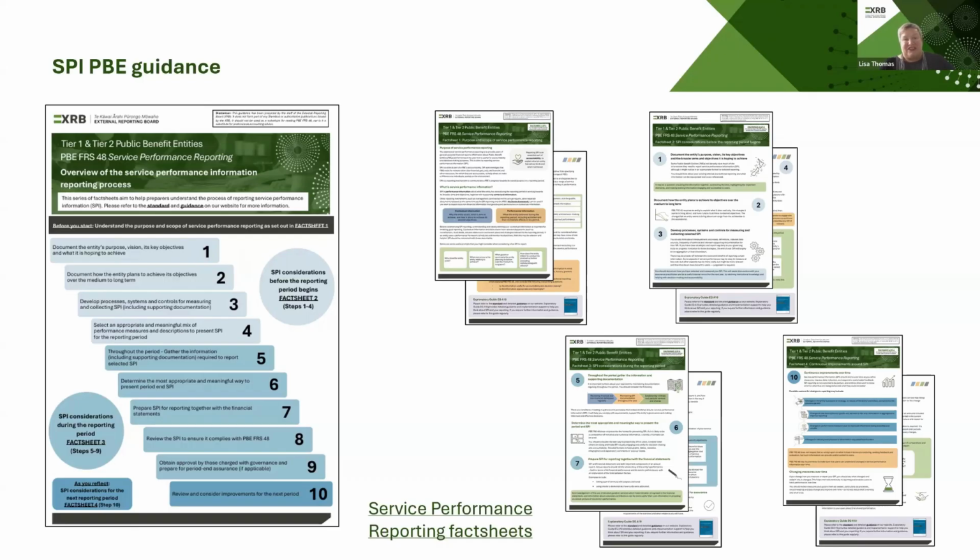So it's a series of fact sheets that are aimed to help preparers understand the process of reporting service performance information. The resources are going to be useful for public benefit entities in navigating the challenges and applying the reporting standard, which is PBE FRS 48, Service Performance Reporting. The fact sheets have been grouped into 4 areas. The first one being purpose and scope of service performance information reporting, then considerations before the reporting period, and then considerations during the reporting period, and then continuous improvement around service performance information.